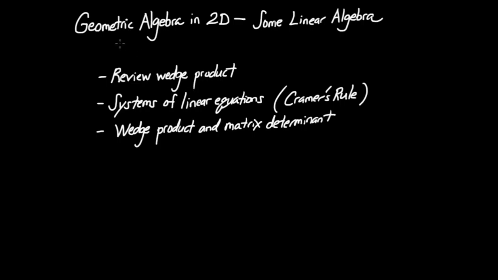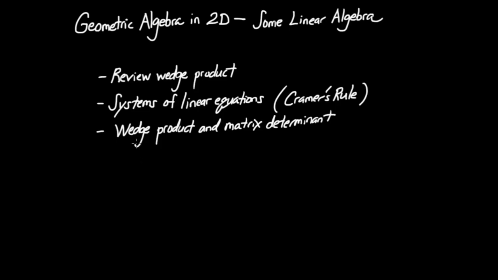In this video, I'd like to discuss some of the natural connections that exist between the concepts in geometric algebra and those of linear algebra. And what we're going to do in this video is first review some concepts dealing with the wedge product, then we're going to apply the wedge product to systems of linear equations, and we're going to give a very clean derivation of what's called Cramer's rule. Finally, we're going to discuss the connection between the wedge product and the matrix determinant.